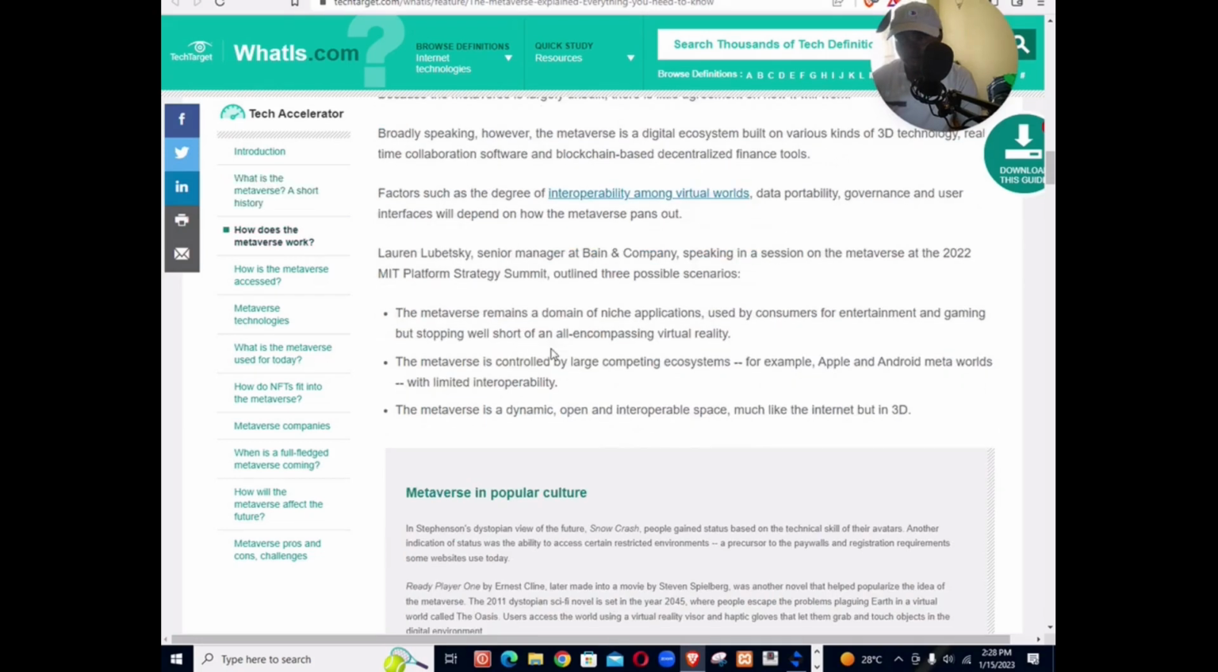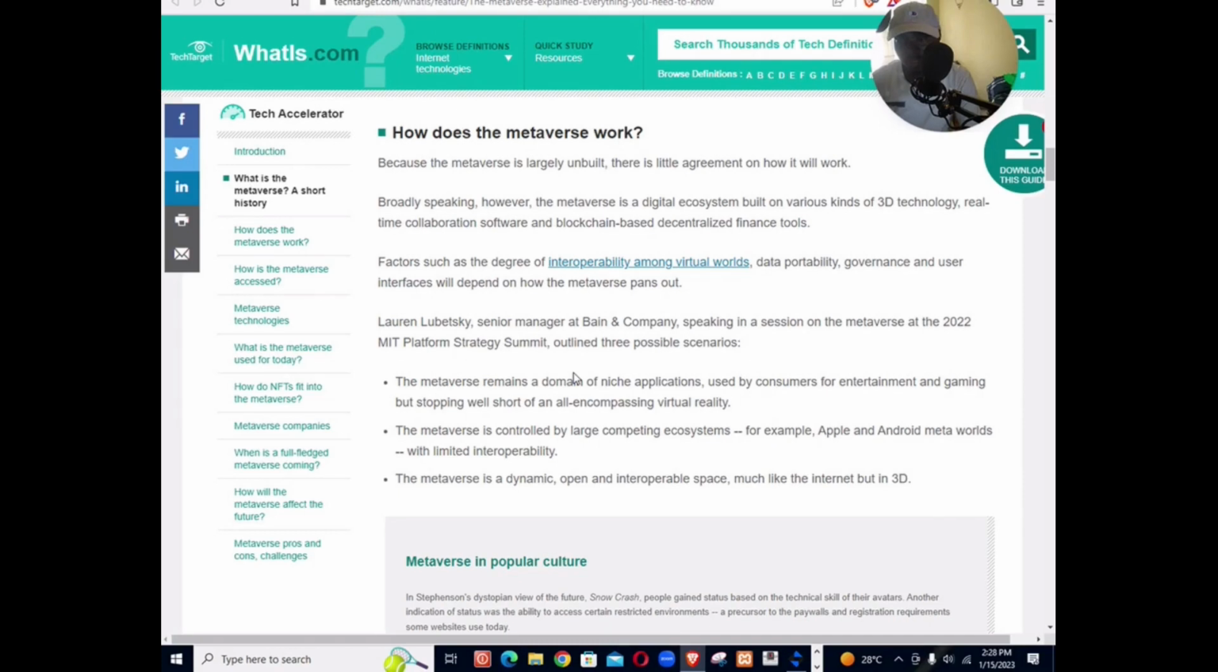There are so many ways people have been able to perceive how this thing works. But broadly speaking, metaverse is a digital ecosystem built on 3D technology, virtual reality, real-time collaboration software, and blockchain-based decentralized financial tools. So there are so many systems that constitute metaverse that if we want to understand how metaverse works, then we are forced to look at each component that constitutes it and understand the operation and functionality of each subsystem within metaverse. Only then can we understand how metaverse works.